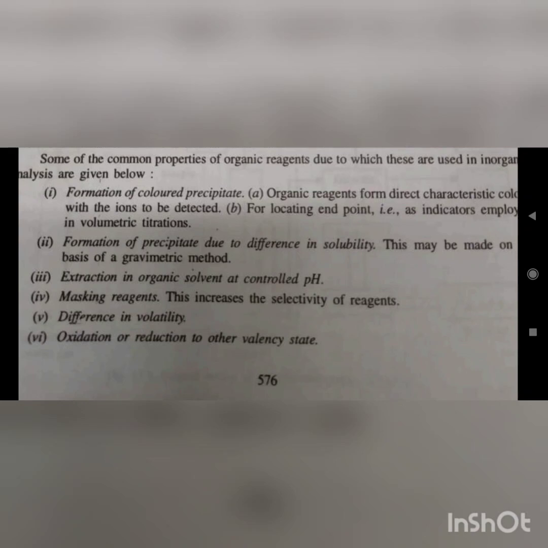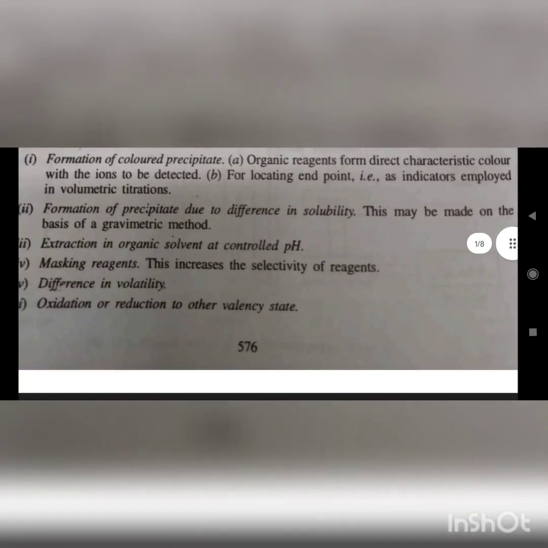Formation of precipitate due to difference in solubility. This may be made on the basis of the gravimetric method. Extraction into organic solvent at controlled pH. Masking reagent. This increases sensitivity of reagents, difference in volatility, oxidation or reduction to other valency states. Wash liquids. The chemical nature of the organic reagent is important in determining the use of the above mentioned properties.